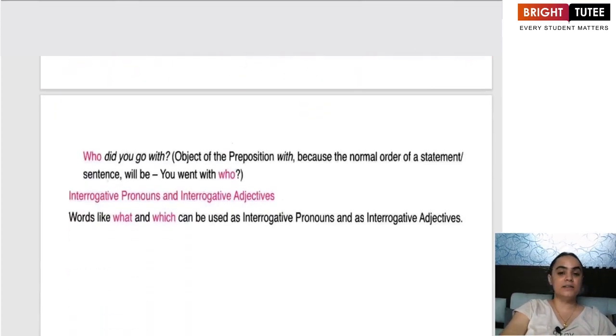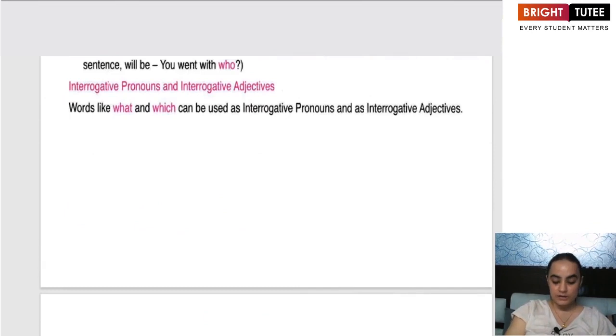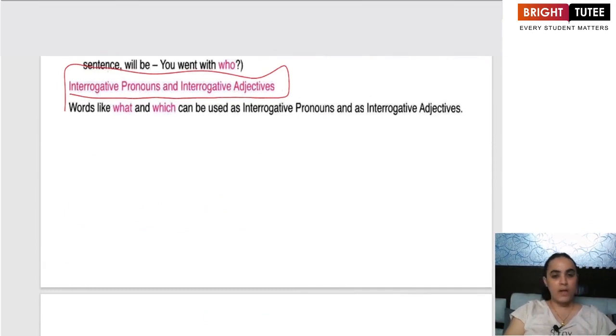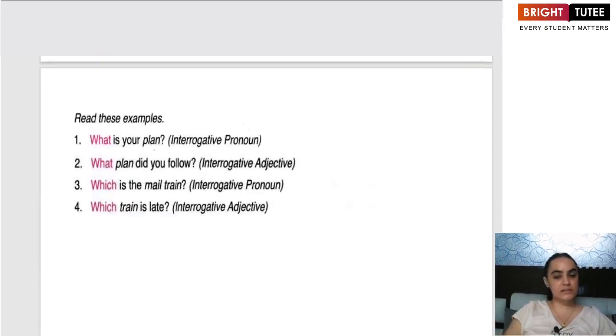Now let us understand the difference between interrogative pronouns and interrogative adjectives. Just the way we learned the difference between possessive pronoun and possessive adjective, on similar grounds we have the difference between interrogative pronouns and interrogative adjectives. One thing that you need to be clear with, a pronoun is always used as a replacement to a noun, while an adjective is used to describe. Now let us look at the sentences.